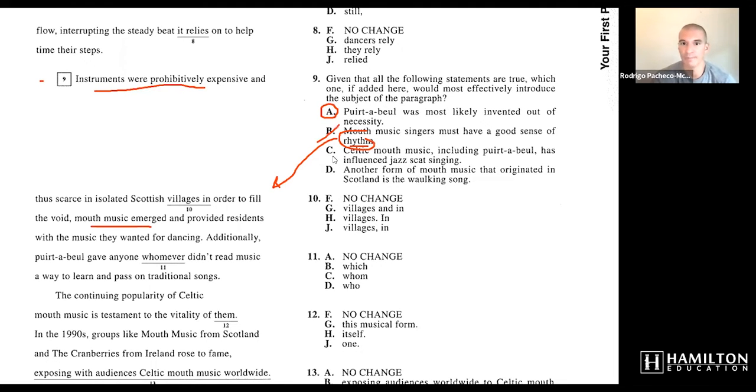We can eliminate B. C, Celtic mouth music, including Pierre de Buell, has influenced jazz, scat singing. There's no mention of this in the paragraph. Again, if this were the topic sentence, we would expect this paragraph to be about this influence. And D tells us that another form of mouth music that originated in Scotland is the walking song. Again, this is very specific, and we would expect this paragraph to discuss this topic introduced. So we can also eliminate D.